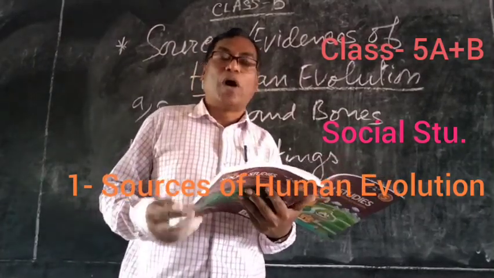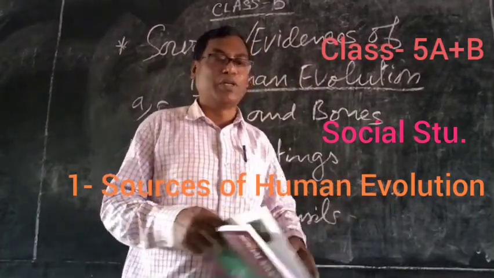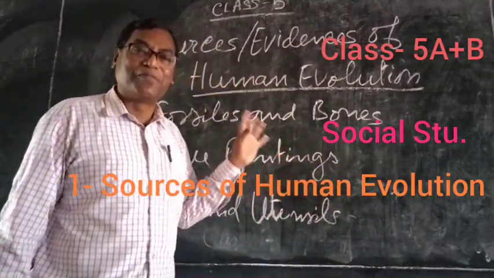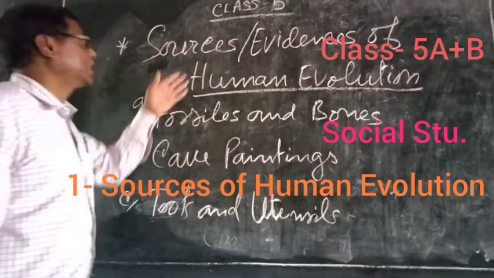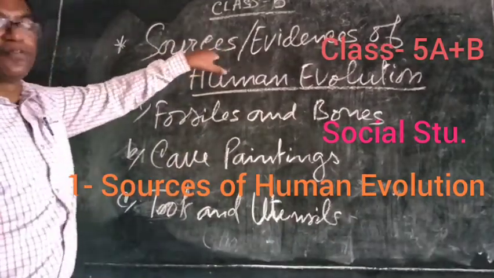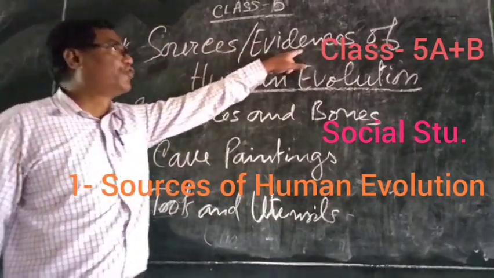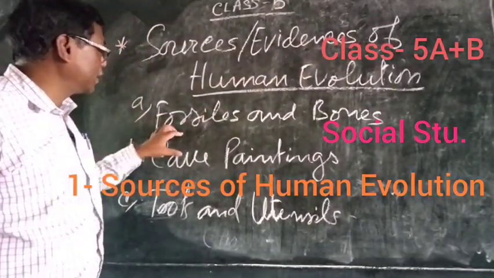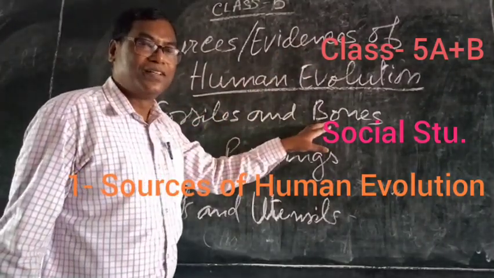And so, how do you know, sir? You might ask me, sir, you are telling all this, how do we know? We have got the evidences. We have got the sources of information. We have got the proof. Evidences means proof of all this. Number one is the fossils and bones.